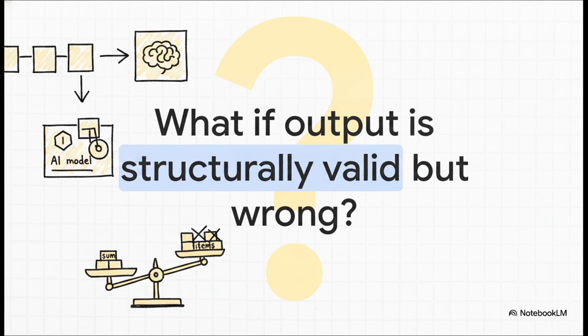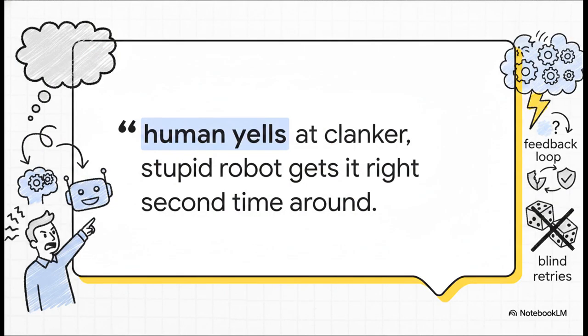A schema guarantees that a value is, say, an integer, but it absolutely does not guarantee that a total amount actually equals the sum of its line items. Structural validity does not equal factual accuracy. When things go semantically wrong, developers usually just loop a blind retry. But doing that is just throwing money and time out the window.